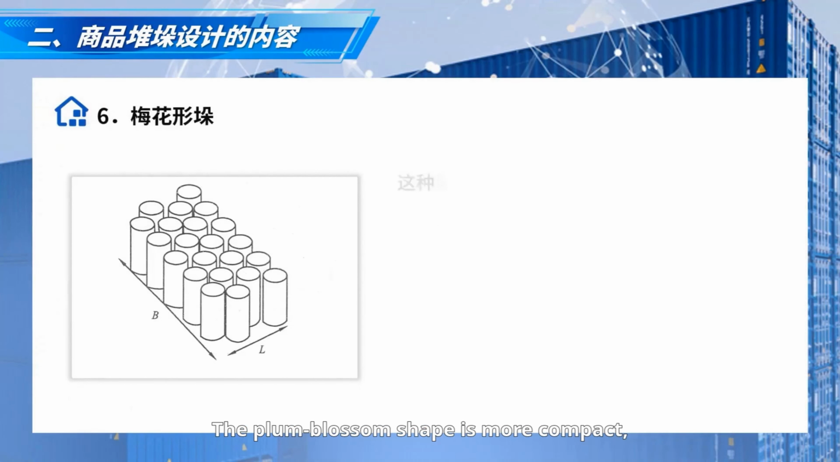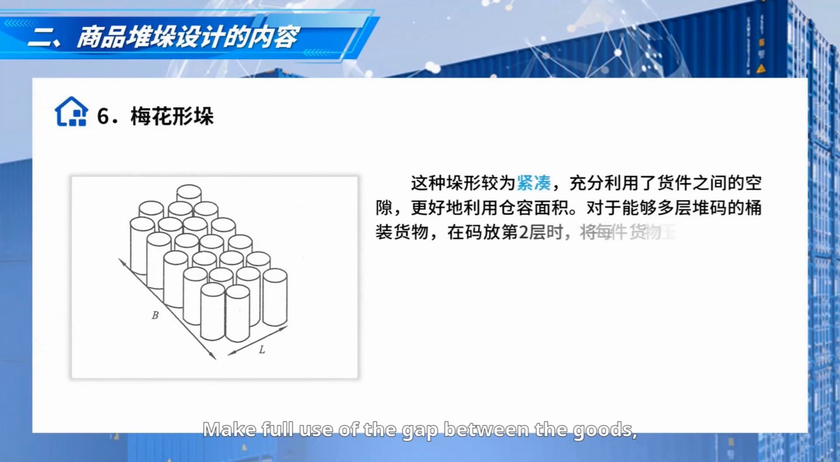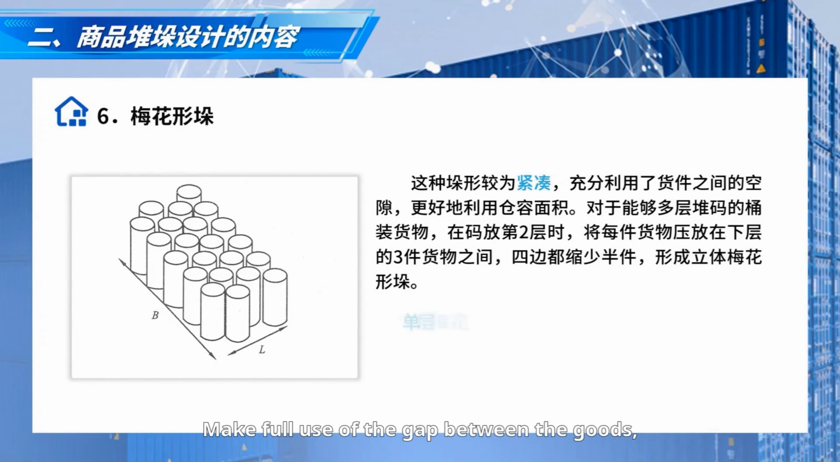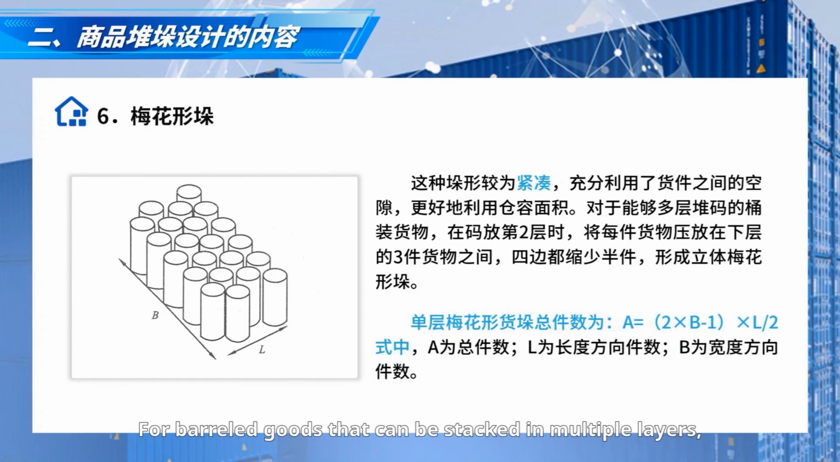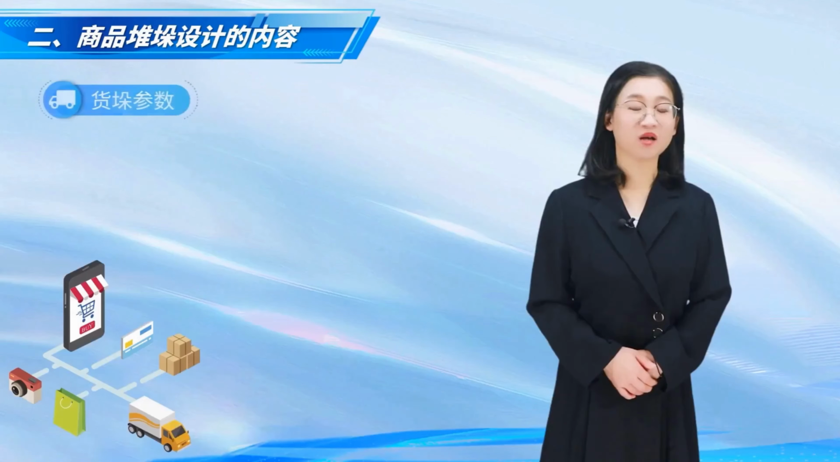The plum blossom shape is more compact, makes full use of the gaps between the goods, and makes better use of the storage area, for barreled goods that can be stacked in multiple layers. When stacking the second layer, press each piece of cargo between three pieces of cargo on the lower level, so all four sides are reduced by half a piece, forming a three-dimensional plum-shaped stack.